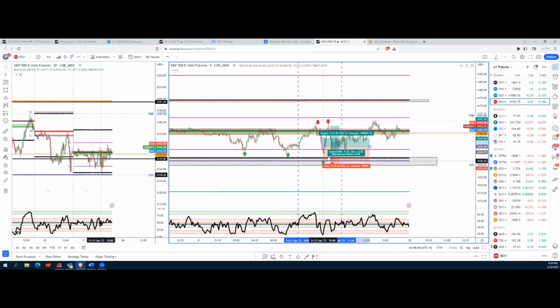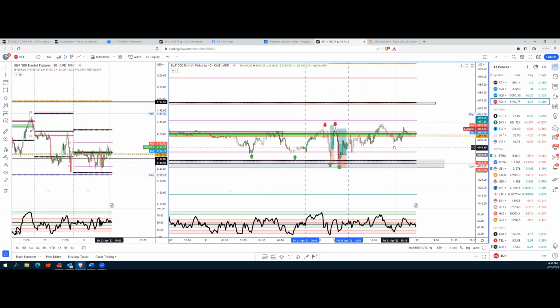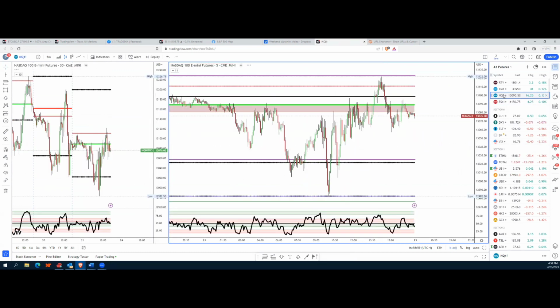I'll take either one of these right here. Now, this one didn't quite give you the 2 to 1 like this one did, but either one of those were decent setups, and we couldn't get past this area. Okay, so that was the ES. Let's go look at NQ.